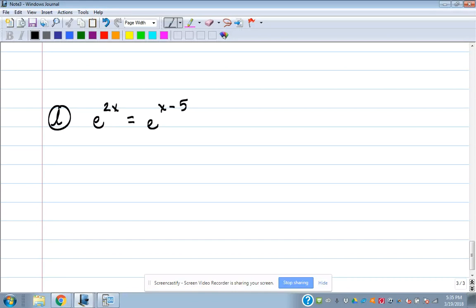Are the bases the same? Yeah. So is this any different than what we've been doing? No. Okay. So solve it. 2x equals x minus 5. Subtract x. X equals negative 5. You're done. Now that's too easy, right? Let's make it not so easy.